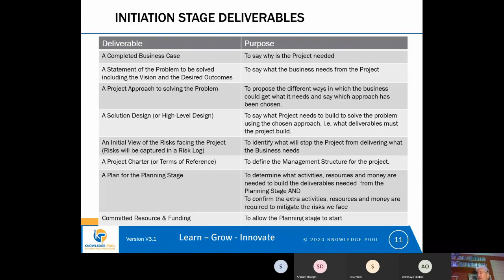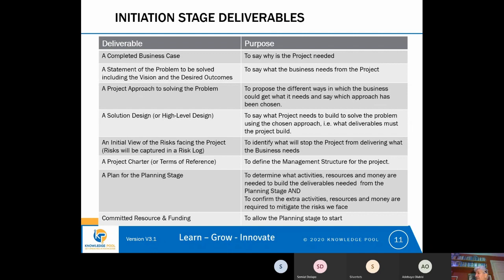So the plan says what you need. The committed resource and the funding is approval to have the resource, to have the people, and to have the money that your plan says you need. So if your plan says you need 3 business analysts, your committed resource is somebody who controls the work of business analysts committing that you have 3 business analysts available to work on your project from a certain date. So that resource is committed to you for your planning stage.